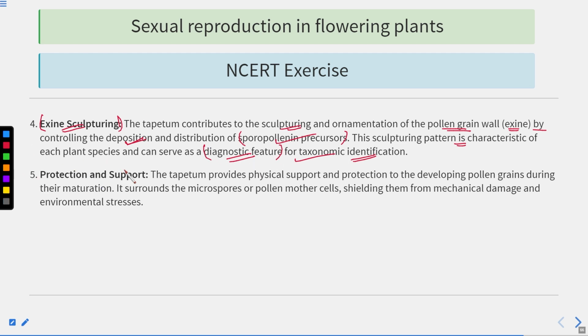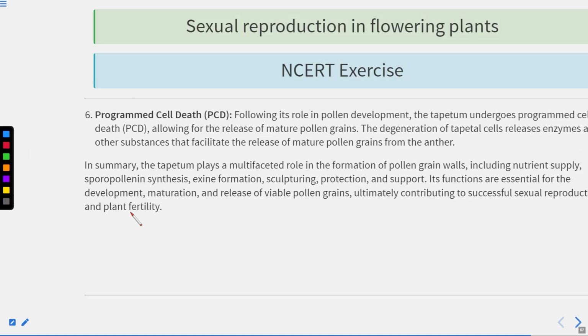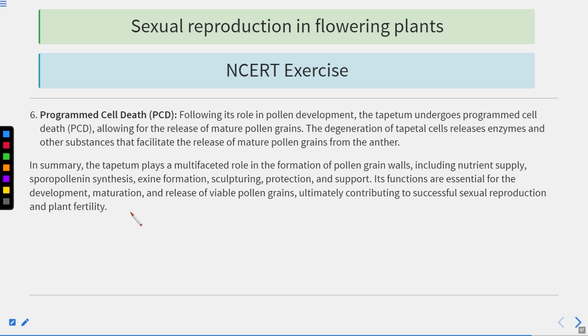Next is the protection as well as the support. Now, tapetum provides physical support and protection to the developing pollens during their maturation. It surrounds the microspore or the pollen mother cells, shielding them from mechanical damage and environmental stresses. So, it provides protection and support also. Next is the PCD, programmed cell death. It is known as programmed cell death.